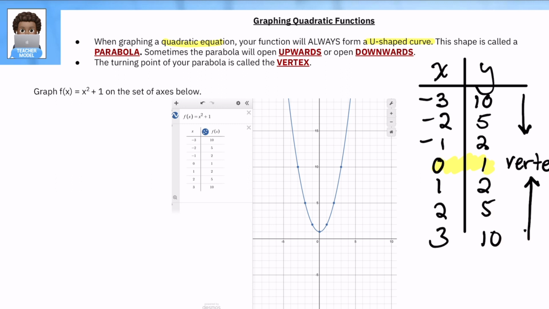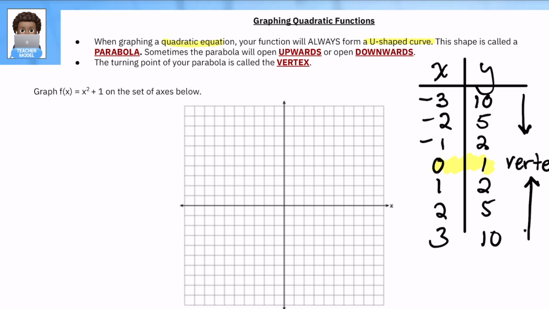All right, now that I have all that information, I've identified where my vertex is. All you really have to do at this point, now I don't need my graph anymore, is plot those points. I like to put them both at the same time. So this one's going to go to 5, 2, 3, 4, 5. And then I know it's symmetrical, so it's going to be the same thing on the other end. And my next point is -3, 10. So -3, 6, 7, 8, 9, and 10.